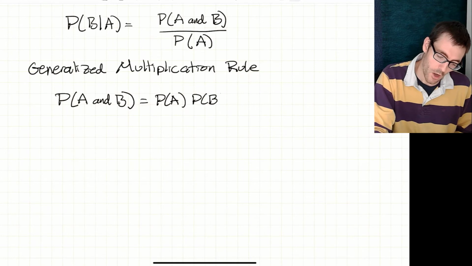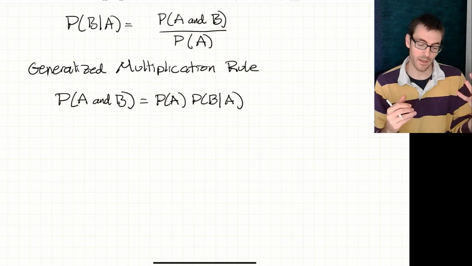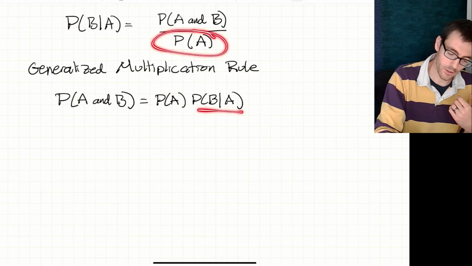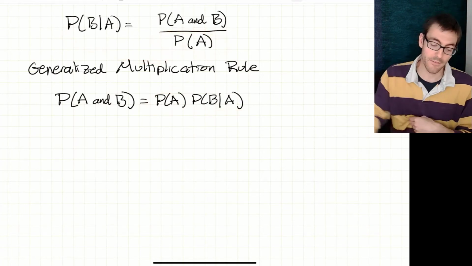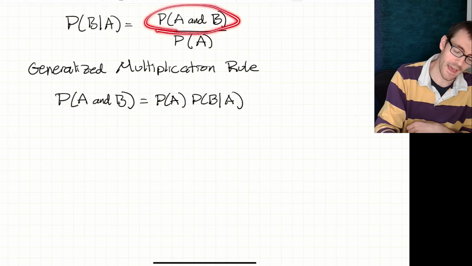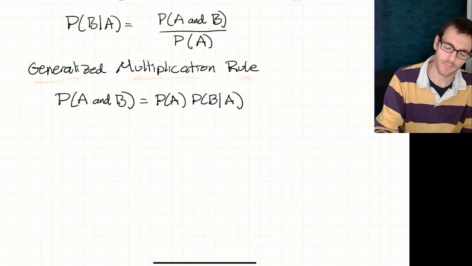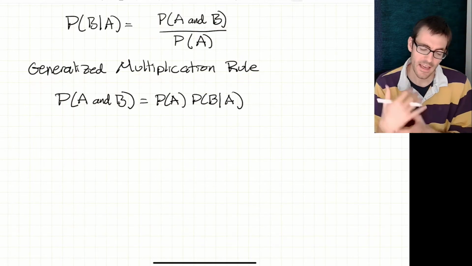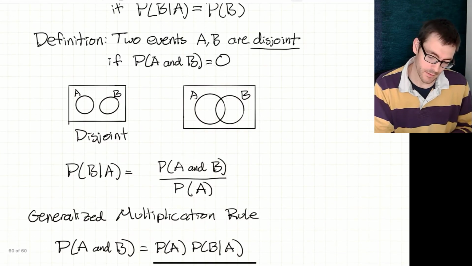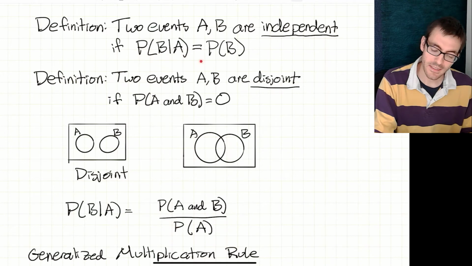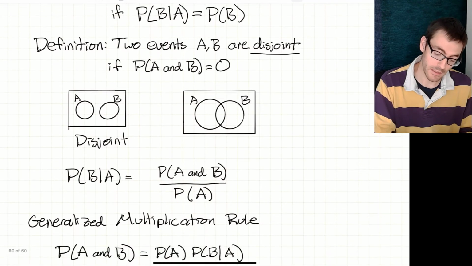We can say, this is the probability of B given A. So if we multiplied this term over, the probability of A times the probability of B given A should be the probability of A and B. So this is the generalized multiplication rule. And it's worth pointing out that if A and B are independent, then the probability of B given A should be the same thing as the probability of B.